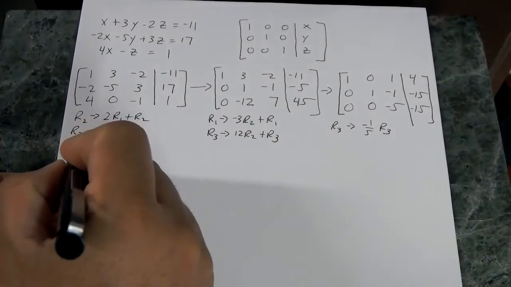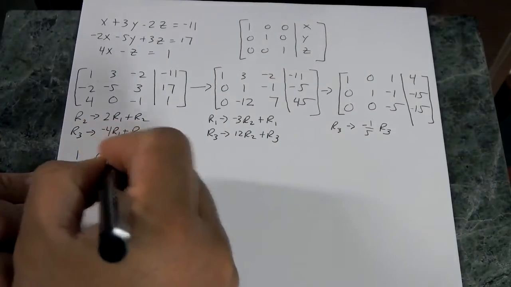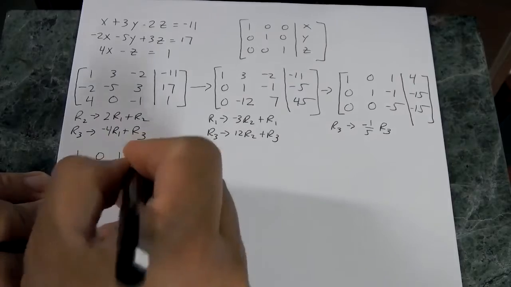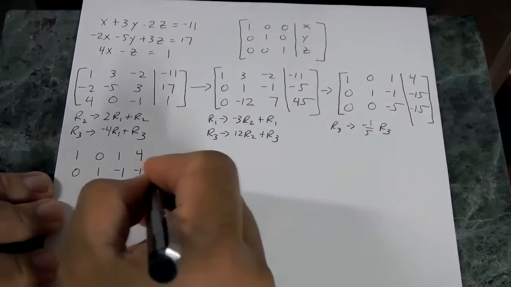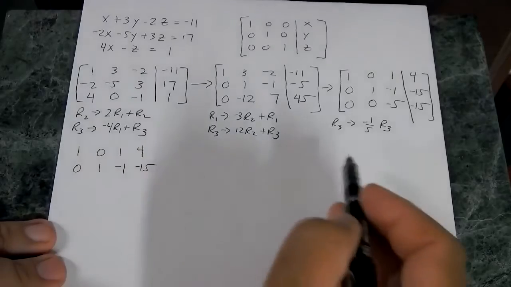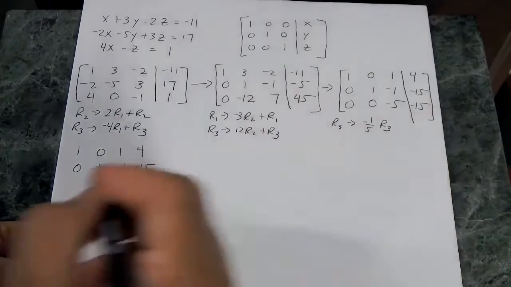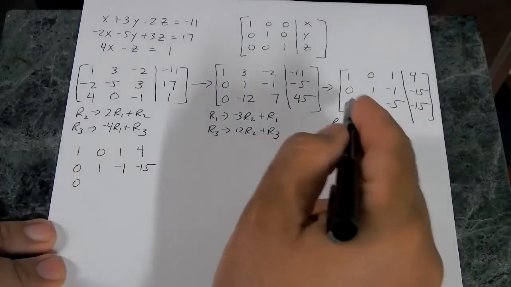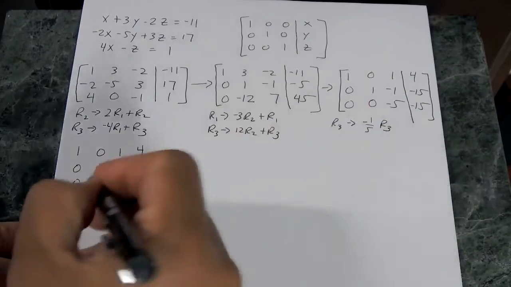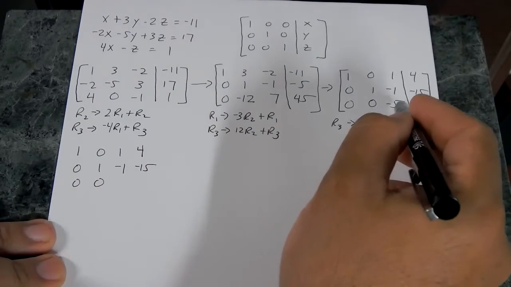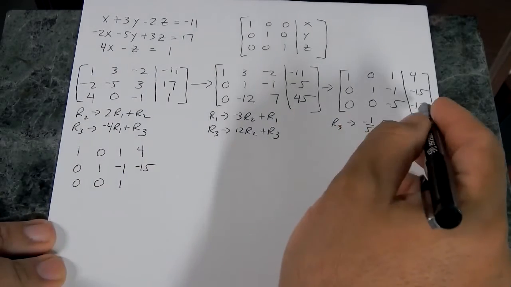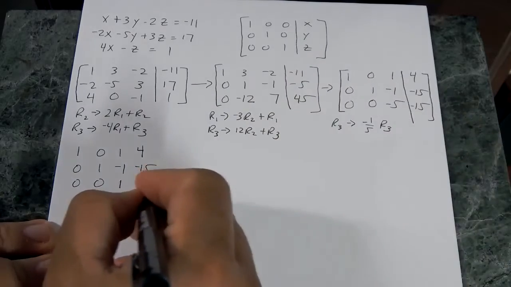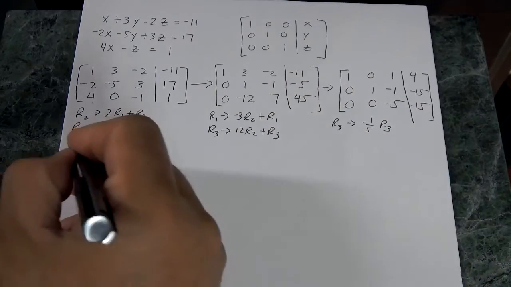So let's see what we have. We got 1, 0, 1, and 4. 0, 1, negative 1, and negative 15. And now I'm going to take negative 1/5 of this. So negative 1/5 of 0 is 0. Negative 1/5 of 0 is 0. Negative 1/5 of 5 is 1. Negative 1/5 of negative 15 is 3.